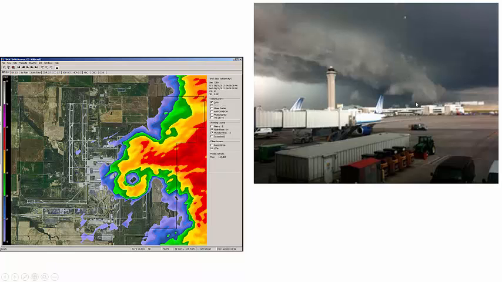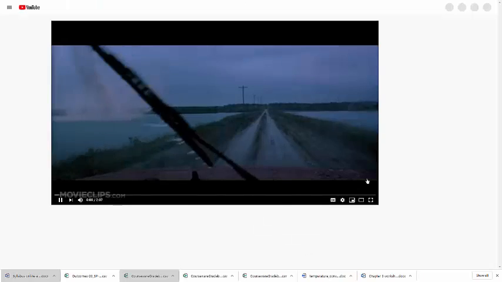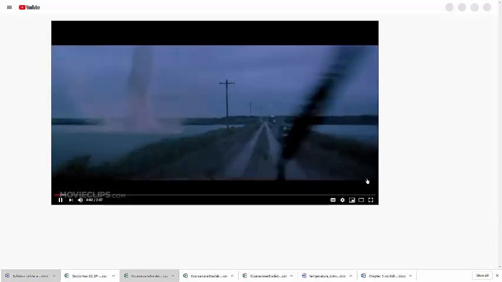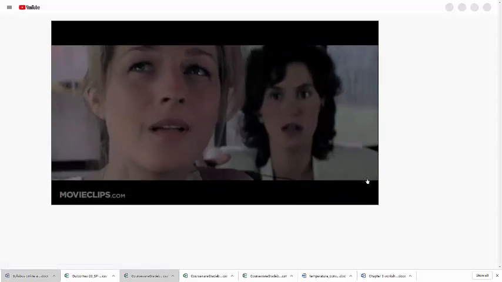This is a tornado touching down at Denver Airport. This is the radar of it. Same tornado going across Aurora, where the airport actually is. And then here's just another different mesoscale. Famous mesoscale.